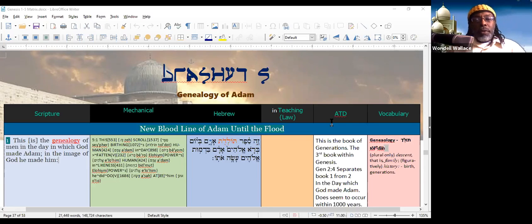All right, so we start on chapter 5, the genealogy of Adam. Now, when I titled this topic, I titled it New Bloodline of Adam Until the Flood, because that's what we're reading here. Reading the new bloodline of Adam.